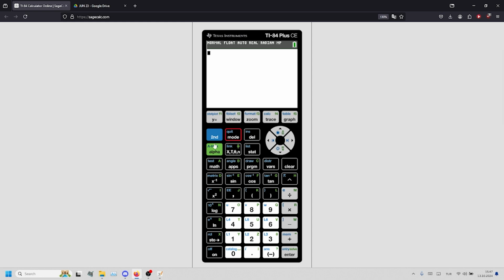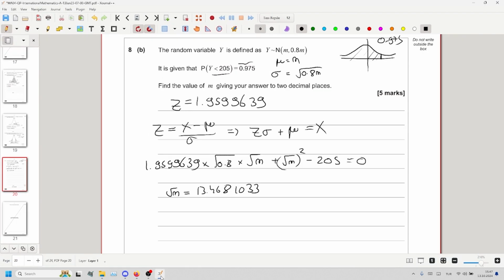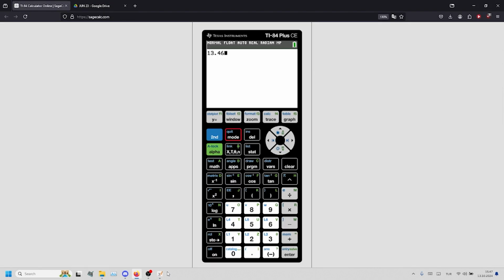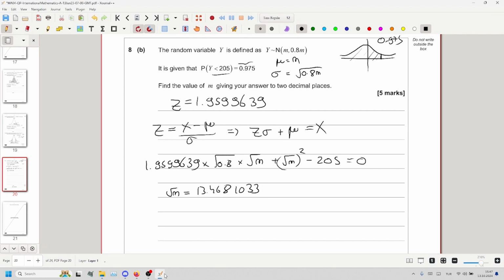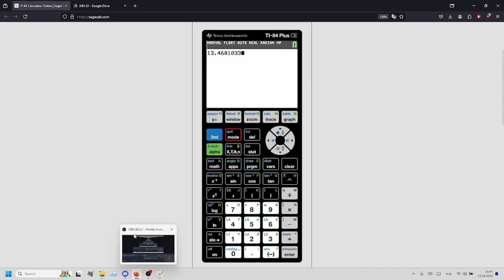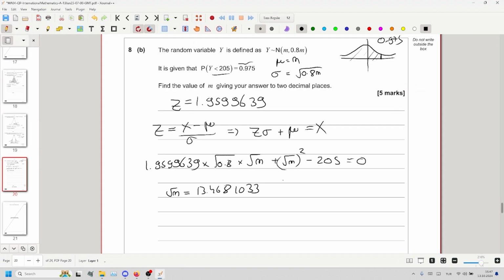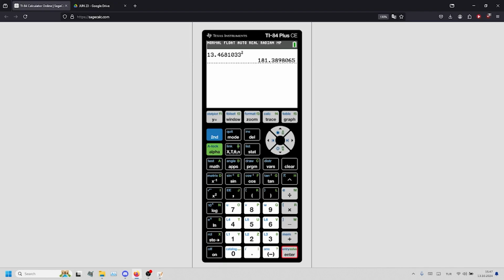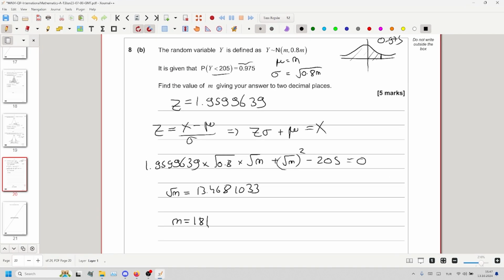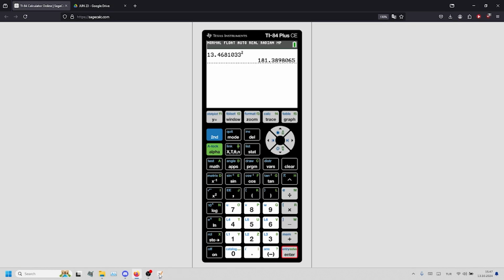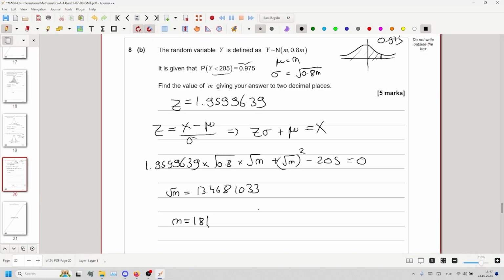So now we simply need to calculate the square of that. So 13.468103 squared is going to equal 181. So here m is just 181. Oh, it asks us for 2 decimal places, so then it's 181.39.